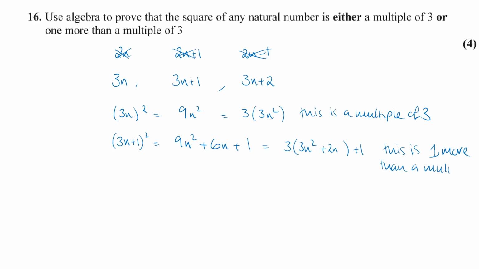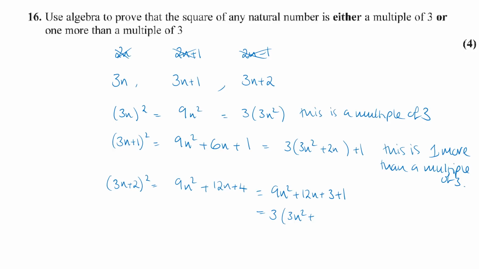Because we've got that 3 out on the front. And then the next one, (3n plus 2) all squared, will be again 9n squared plus 12n plus 4. And we can write that as 9n squared plus 12n plus 3 plus 1, which is again taking a 3 out, 3(3n squared plus 4n plus 1) plus 1 again, and this is 1 more than a multiple of 3.